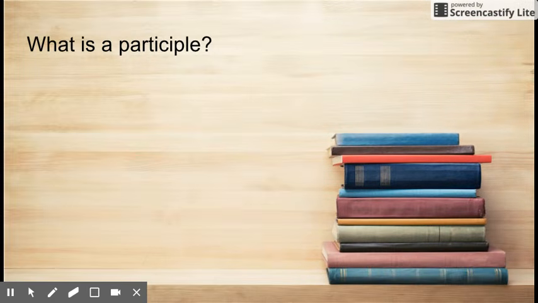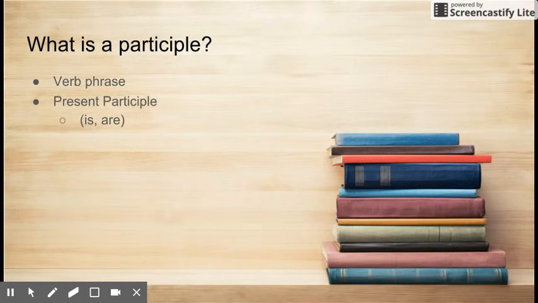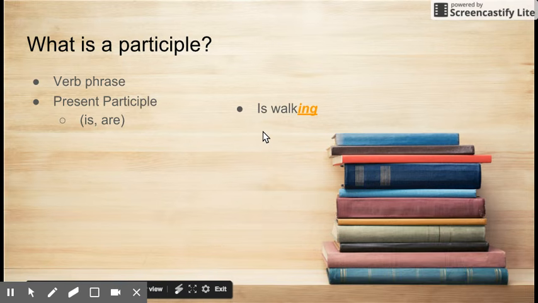So what's a participle? A participle is a verb phrase that includes a helping verb. And a helping verb needs to add more information to the verb. In order to have a participle, you also need to add an ing or an ed to the action verb as well. So, for example, over here we have is walking, which is a present participle because we added the helping verb is, and we added an ing to the action verb.